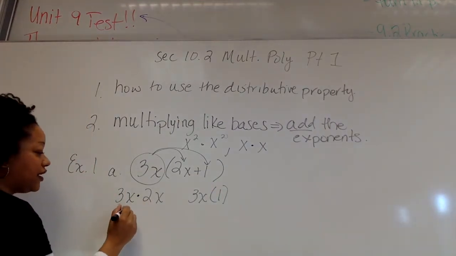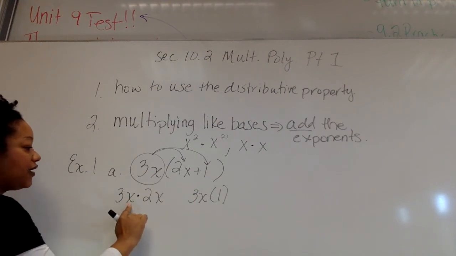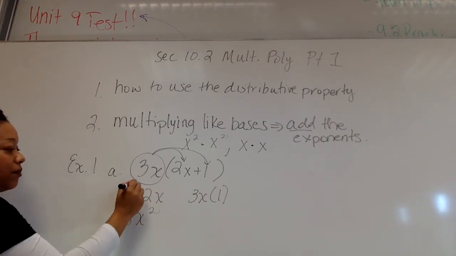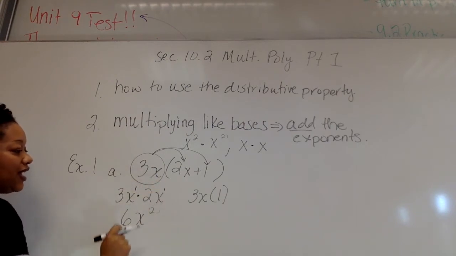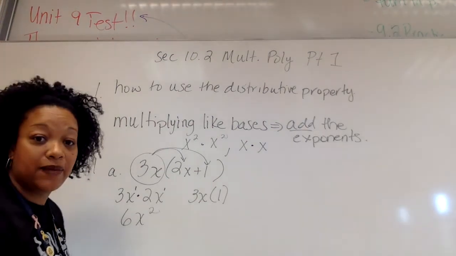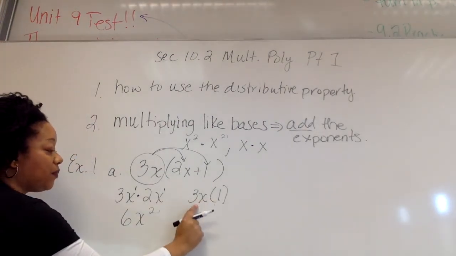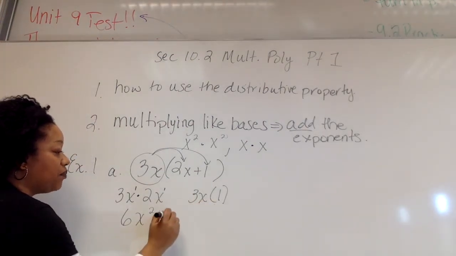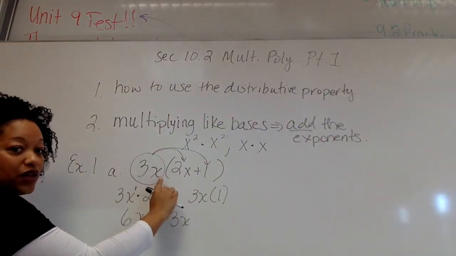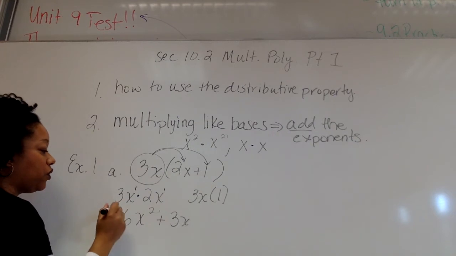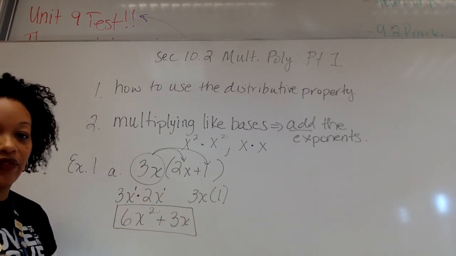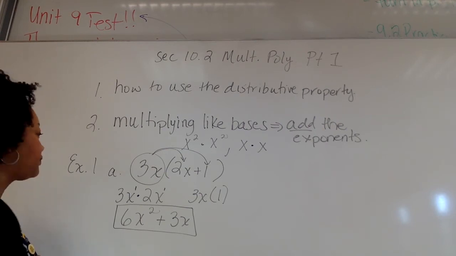3 times 2 is 6, right? X times itself is x squared, right? Because you're combining those exponents. You're adding the exponents. 3x times 1 is just 3x, right? This is a positive 1. That's a positive 3. So that should be plus 3x. So the product of 3x times 2x plus 1 is 6x squared plus 3x. That's letter A. All right?